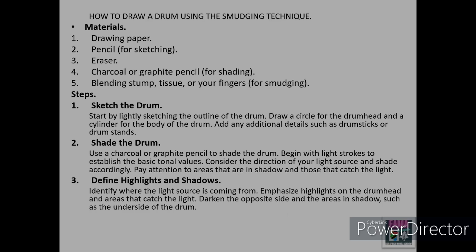3. Define highlights and shadows. Identify where the light source is coming from. Emphasize highlights on the drum head and areas that catch the light. Darken the opposite side and the areas in shadow, such as the underside of the drum.